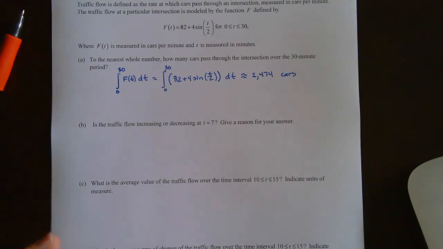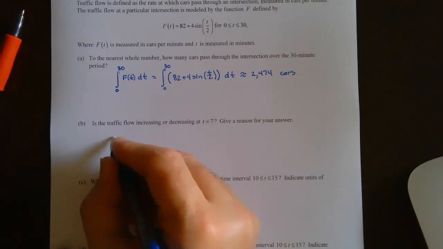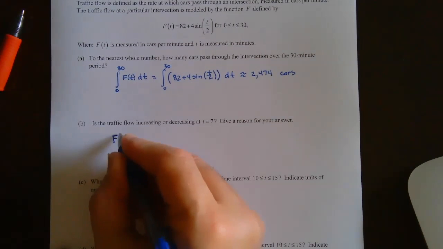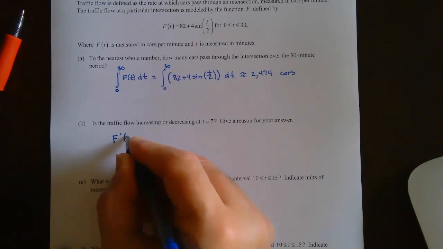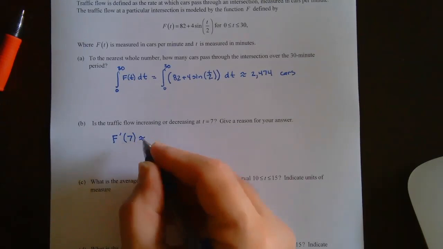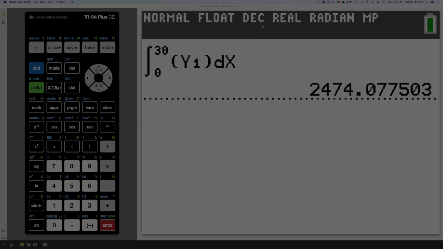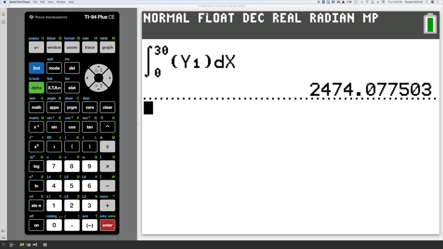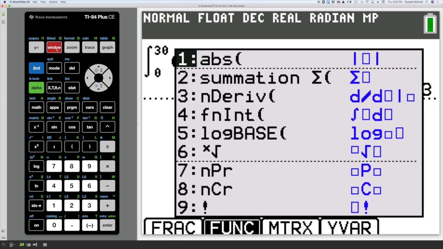We don't need to do this by hand. This is with the calculator, so we can do everything with technology, okay? So we want to find f prime at 7, right? Because it's asking at t equals 7, okay? And we're going to put that into our calculator, and we're going to see what that comes out to be. Okay, so from our home screen, press alpha, window, and we want to take the derivative this time, right?